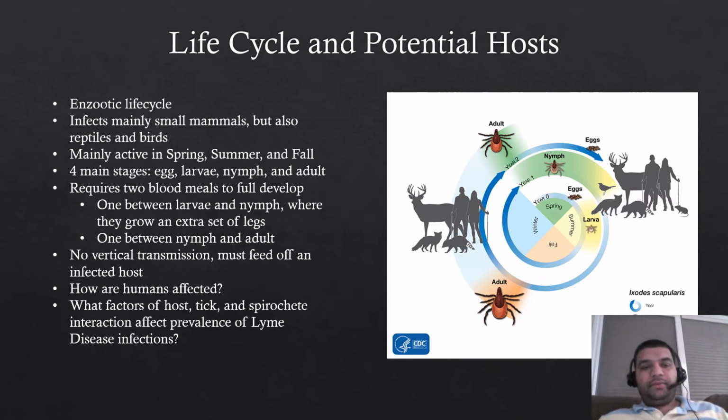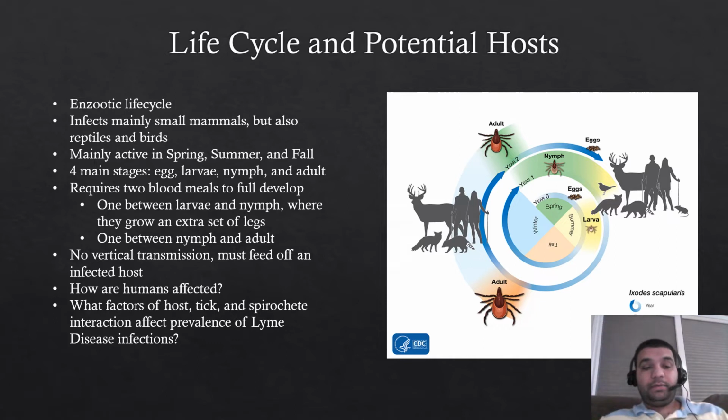Another really important factor about Lyme disease that we have to consider, especially in the context of this presentation, is the life cycle and potential reservoir hosts that Lyme disease can live in. Lyme disease is able to persist thanks to an enzootic life cycle involving the spirochaete, the tick, and most of the time a mammalian reservoir host, but it can also extend to reptiles and birds. There are four main stages of the tick life cycle, going from egg to larva to nymph and adult.